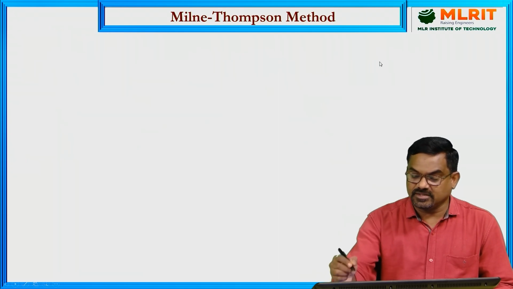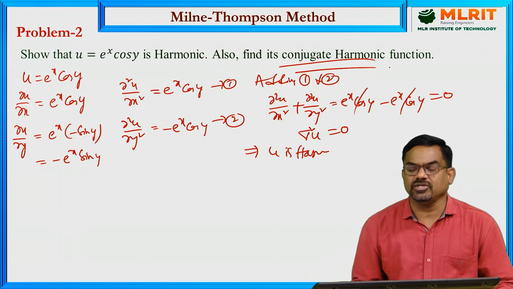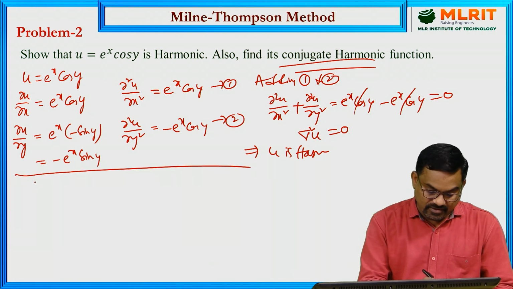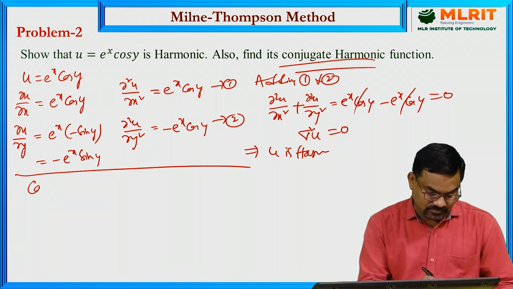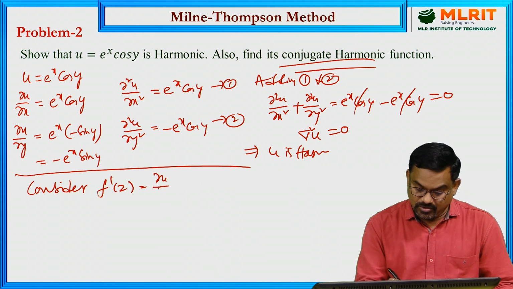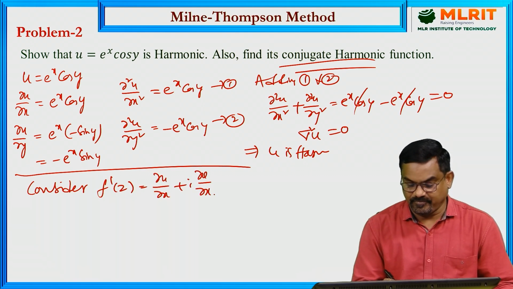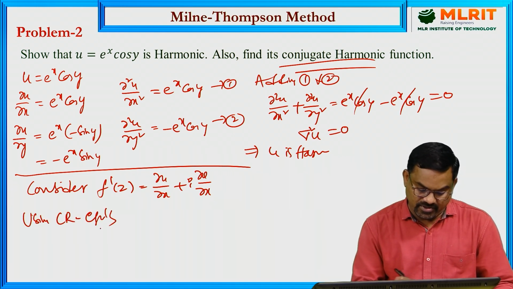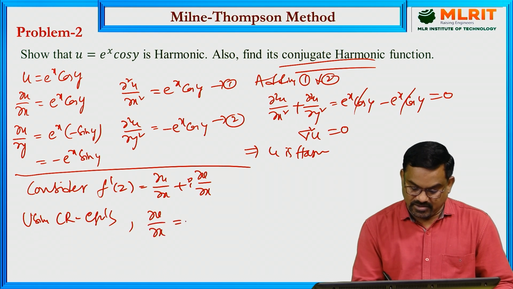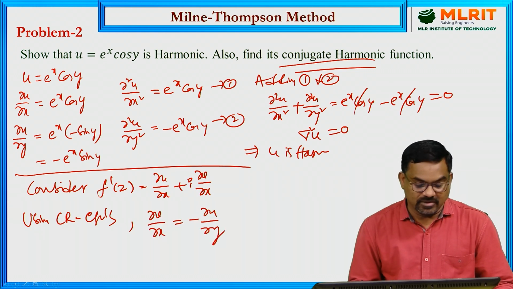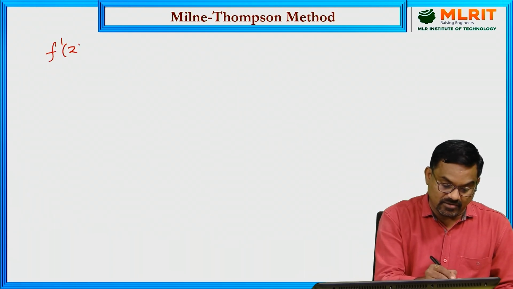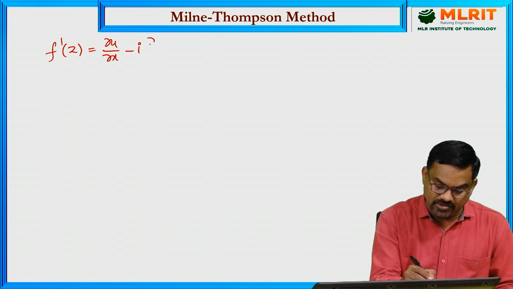Now we need to find its conjugate harmonic function also. So for that, let us apply the Milne-Thomson method. Consider f dash z equal to dou u by dou x plus i into dou v by dou x. But using the CR conditions or CR equations, dou v by dou x is minus dou u by dou y. So by replacing the second term by this minus dou u by dou y, we get f dash z equal to dou u by dou x minus i into dou u by dou y.